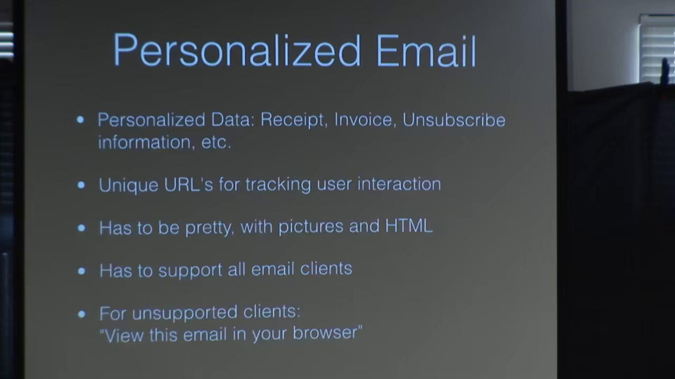But one of the interesting things about it is they use unique URLs for tracking user interaction, and that's why there's URLs all over these emails. They also want it to be pretty so that people view these emails, so they load it up with pictures and HTML. But it has to support all email clients. And that's one of the things that it breaks down to. For all the unsupported clients, that's why they have that link: view this email in your browser. Because if you're running some weird email client, they still want to be able to sell to you or give whatever information they want to give to you that way. And that's why they have these links and you're able to view it on the website.